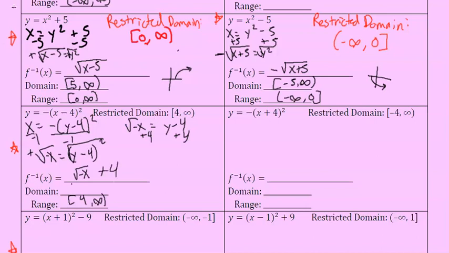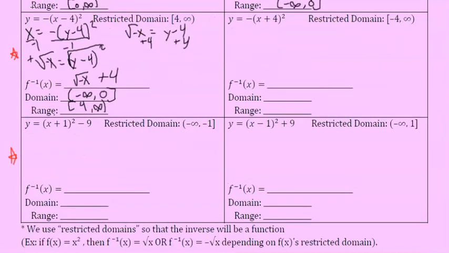The domain of this would be from negative infinity to 0. Your h value here in the inverse function is 0. Try the next one. Let's do one more on this page.